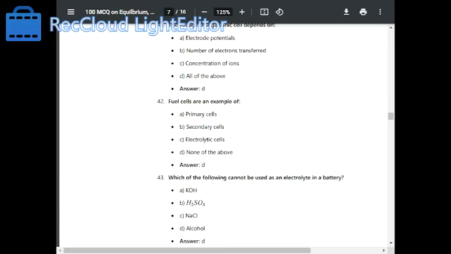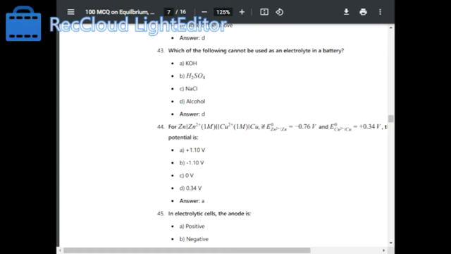Question number 43. Which of the following cannot be used as an electrolyte in a battery? Option A, KOH, option B, H2SO4, option C, NaCl, option D, alcohol. The correct answer is D, alcohol. Alcohol cannot be used as an electrolyte in a battery. Question number 44.